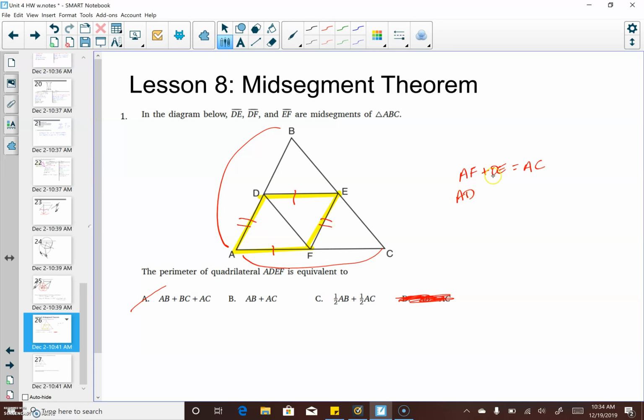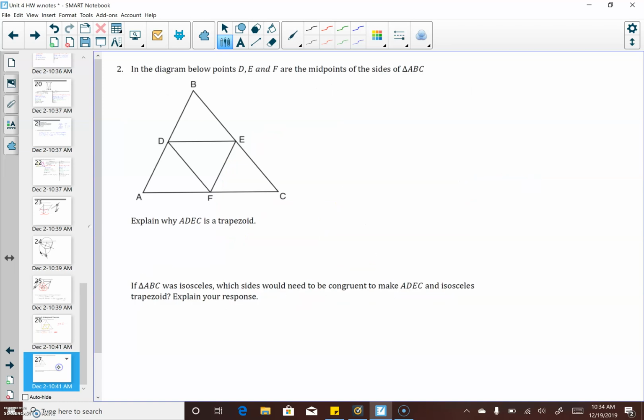AD is half of side AB. EF is the midsegment, so it's also half of side AB. So if you look at the four sides that represent the quadrilateral, they're really equal to AB and AC. If you add up AB and AC, you get the perimeter of that quadrilateral.